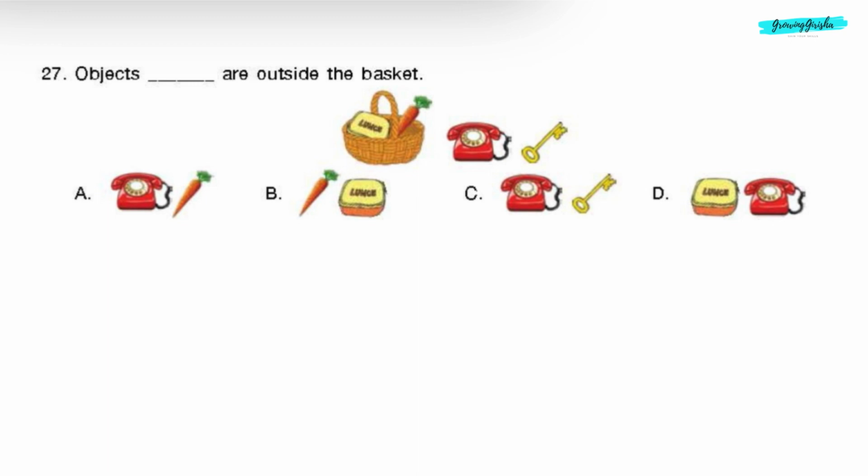Question 27. Objects dash are outside the basket. If you see the figure carefully, lunch and carrot are inside the basket. Telephone and key are outside the basket. So option C will be the correct answer.